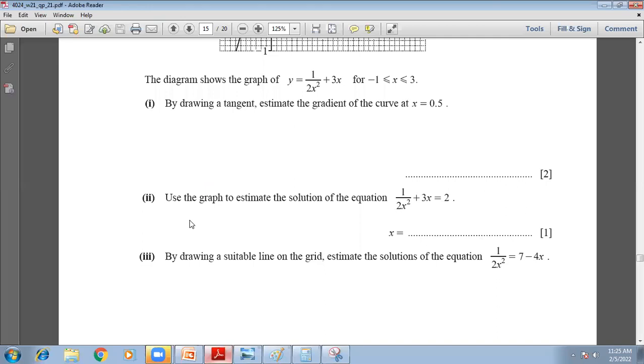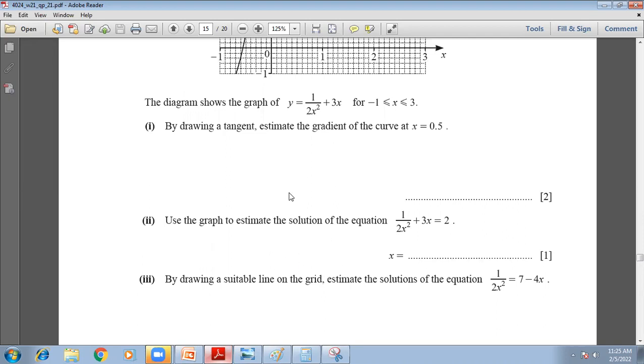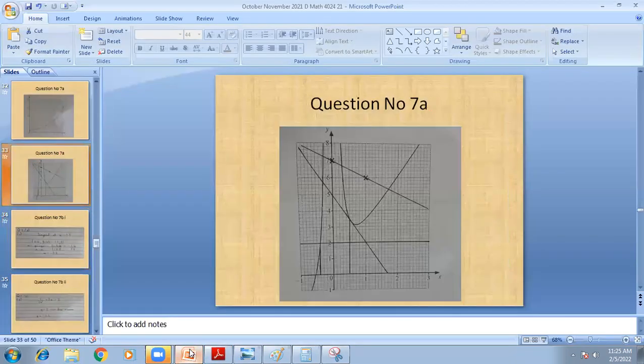Okay, so the next part is, he says, use the graph to estimate the solution of this equation. And you can see this: 1 by 2x squared plus 3x equals 2. So this is very important. You can see this left side is exactly the equation of the curve. So whatever is on the right side, make it equal to y. So you write here y equals 2 and draw that line y equals 2 on that graph. Okay, so what do I mean?